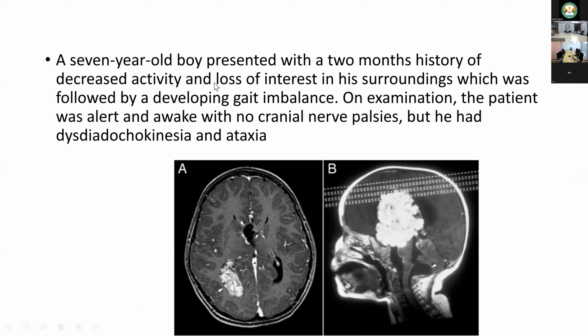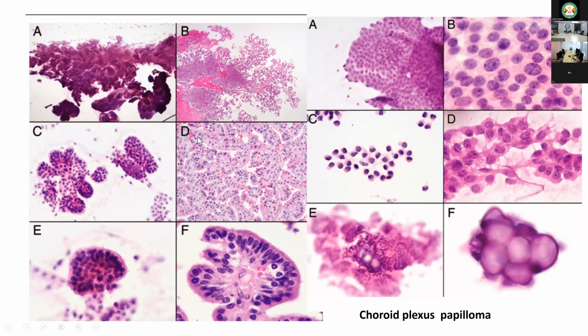Now, another case, a 7-year-old boy presenting with a 2-month history of decreased activity, with loss of interest in his surroundings. In the MRI, what we can see is this cauliflower-like growth, which is brilliantly enhancing. So this is again a ventricular tumor. This is a choroid plexus papilloma.